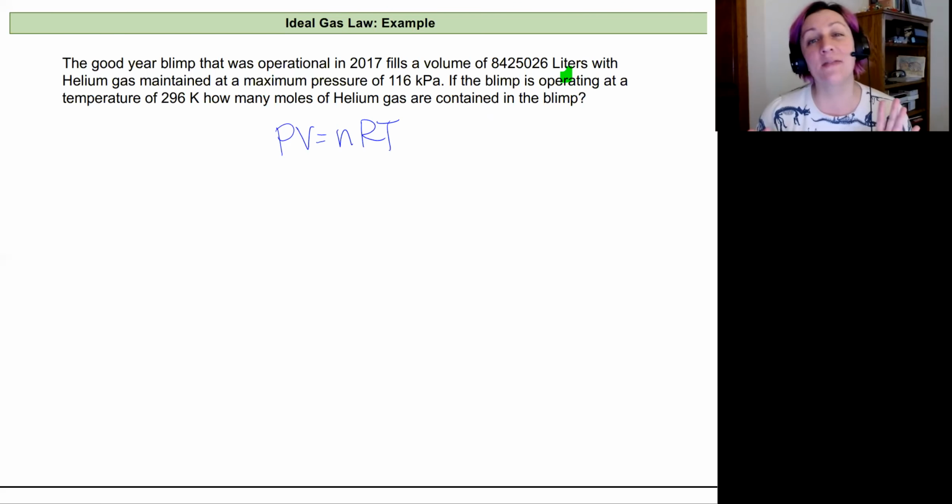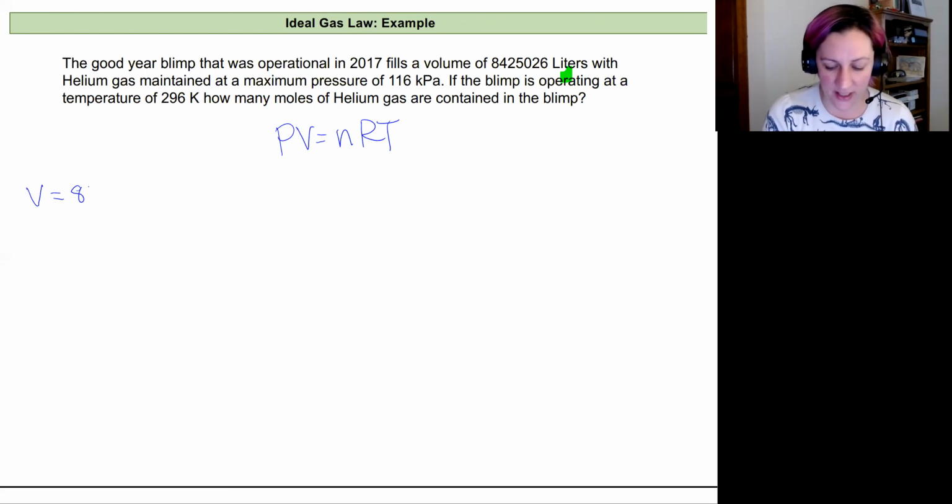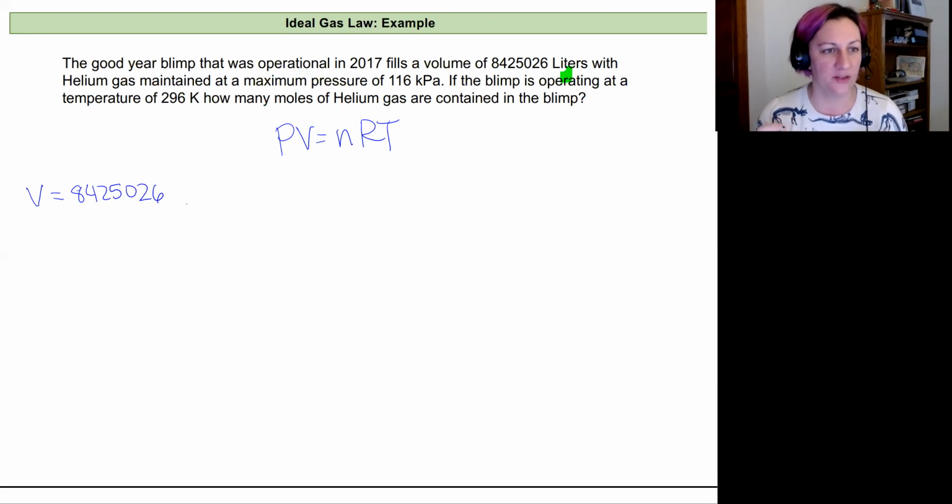So the 2017 Goodyear blimp, this is the data I got off 2017. It's really big. The volume of a Goodyear blimp in 2017 was 8,425,026 liters. It's huge. So it's filled with helium gas.